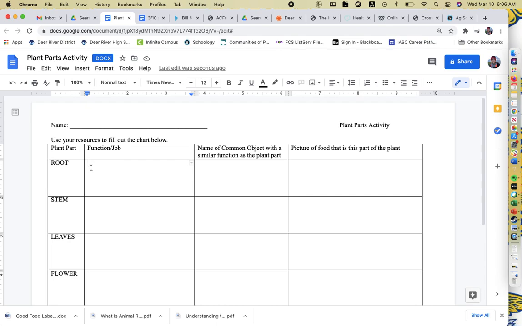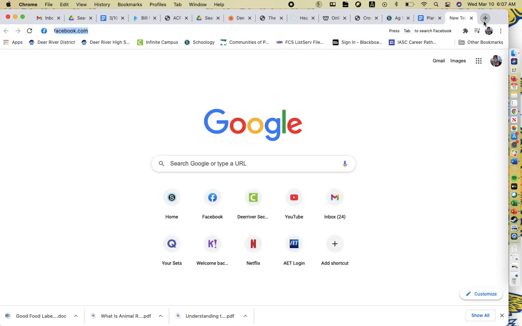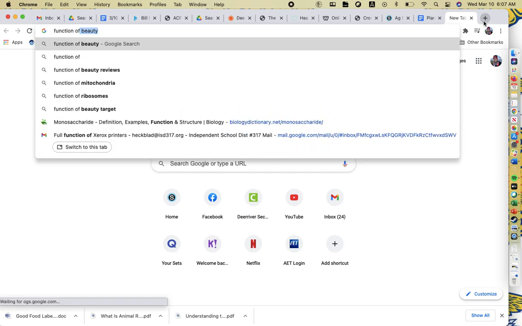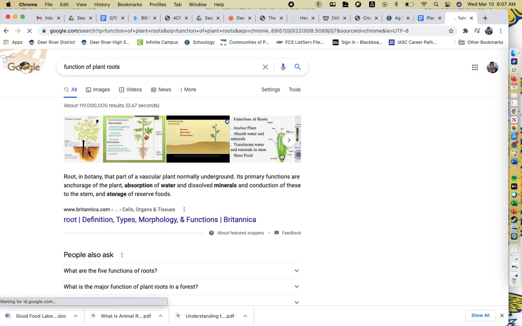And the first thing you're going to do is look up the function or job. Now, we talked a little bit about the functions and jobs of these different plant parts last week. However, I also know memory may be lagging. So what you can do is flip into Google and say function of plant roots and see what pops up.